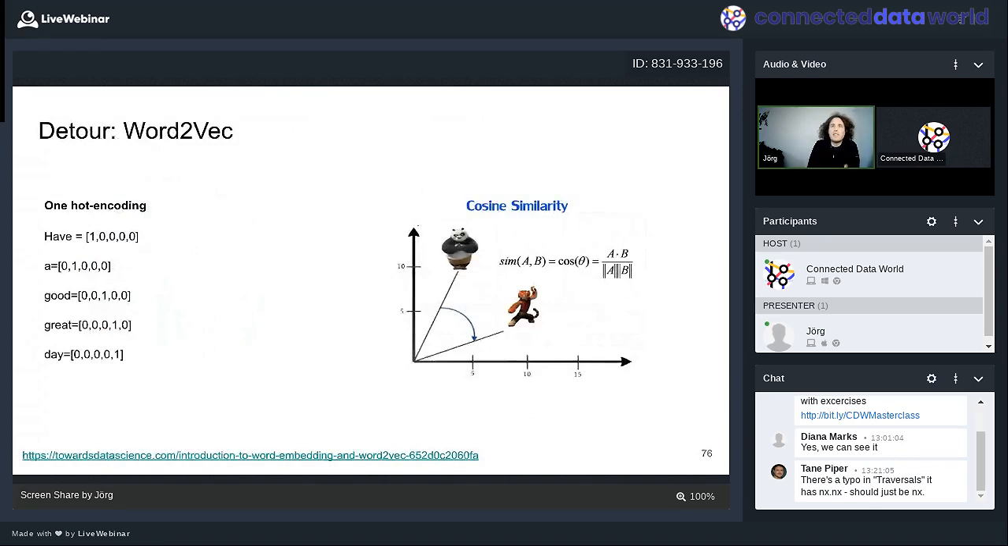So let's actually see what's going on in the background. Yeah, let's start there. I was considering whether I wanted to show you the notebook first and then switch back. But let's actually continue here. So again, let's take a short detour back to word2vec.